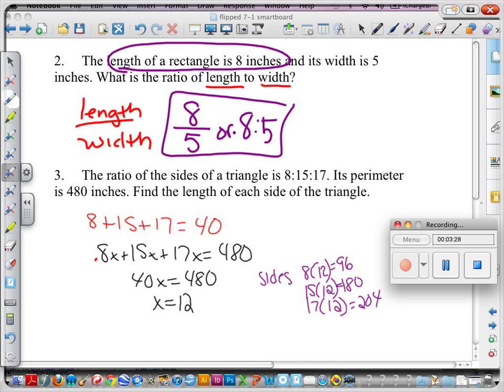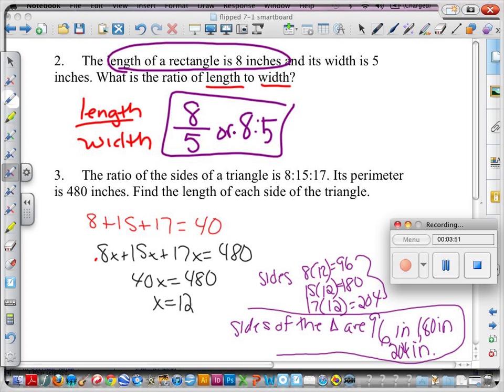And I could do a double check here. I could add those up and see if they give me my 480. But now I should write the sides of the triangle are 96 inches, 180 inches, and 204 inches. That should be my answer.